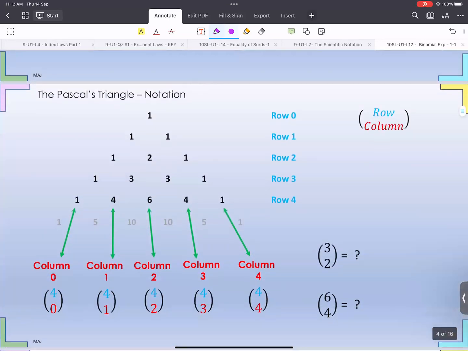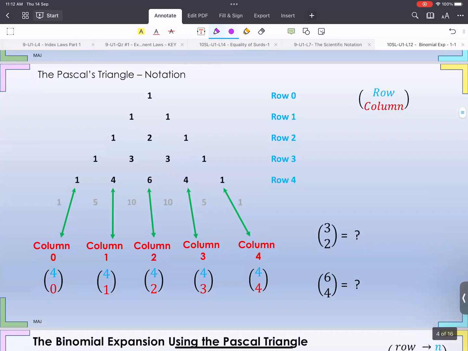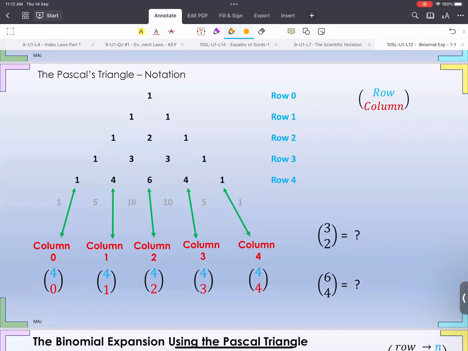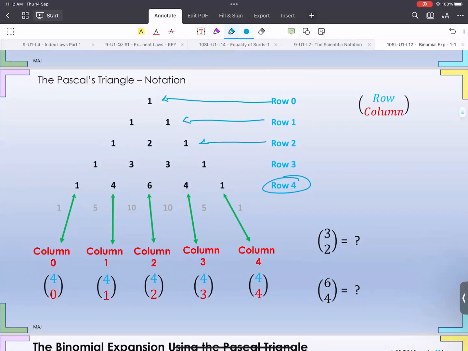Before we move on to the binomial expansion, we need to look at the notation as well. In Pascal's triangle, like I already said, we start counting from row 0. So that's row 0, row 1, row 2, and so on. The columns as well, we start counting from 0. For instance, on the 4th row, the first column is called column 0. It's not called column 1. The next column is called column 1, 2, 3, 4, and so on and so forth.